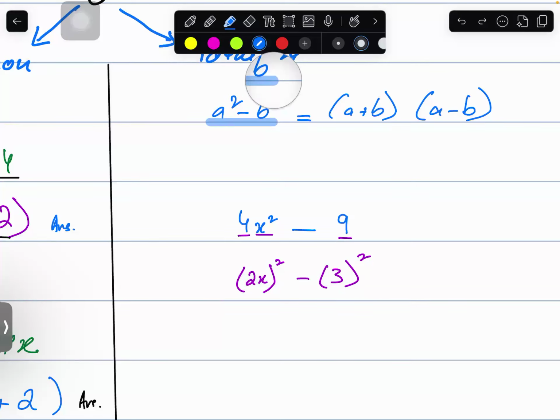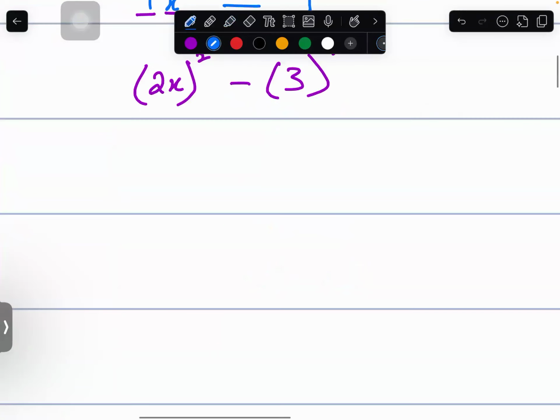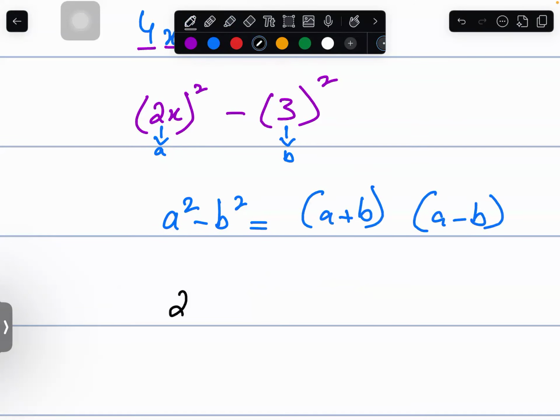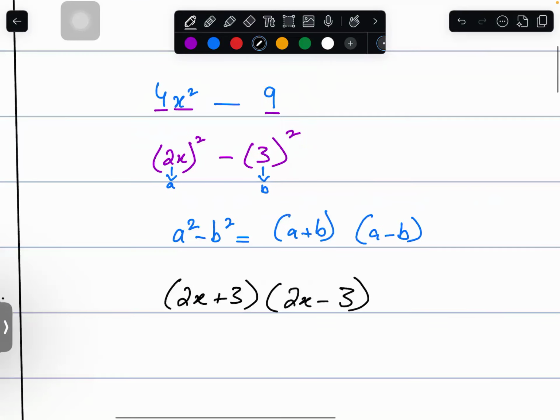And once it is looking like this, a square minus b square, I just need to open it. If we look at the formula, what is inside this bracket represents a, and what is inside this bracket represents b. The formula was a square minus b square is equal to (a plus b) and (a minus b). So you just need to write it like this. Since this is your a, 2x, you can write 2x plus 3 and you can write 2x minus 3. This is how you write the answer to this question.